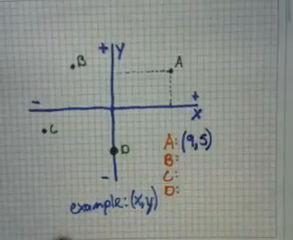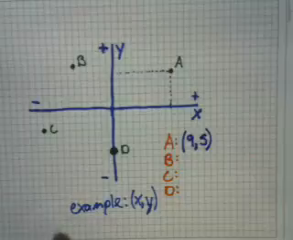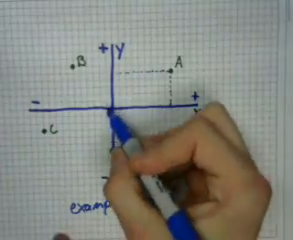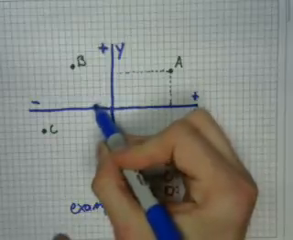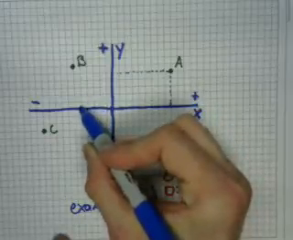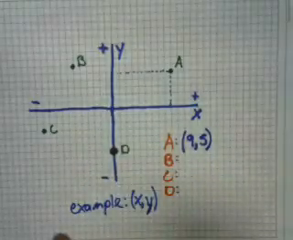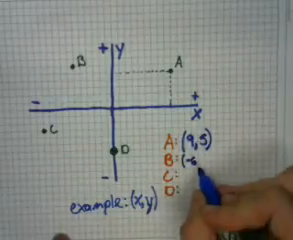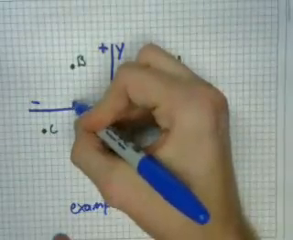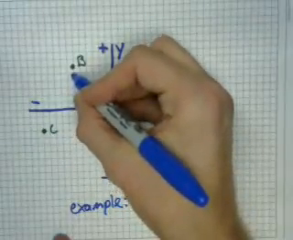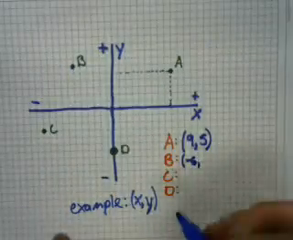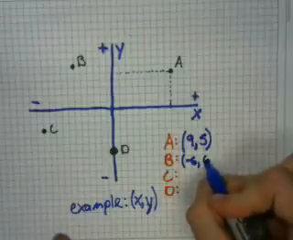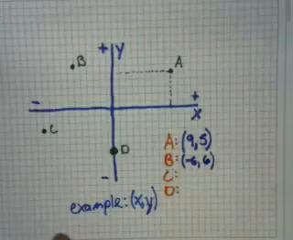Okay? Let's try B. B's a little different. We have it off to the left. So our x's are going to be negative since it is to the left. It is 1, 2, 3, 4, 5, 6 to the left. So it's actually negative 6. Okay? And now it is 1, 2, 3, 4, 5, 6 above. So I'm going to say negative 6, 6 is its ordered pair.